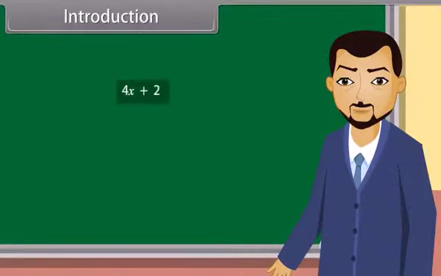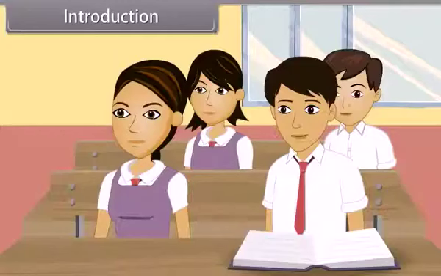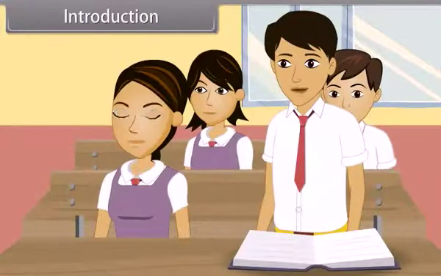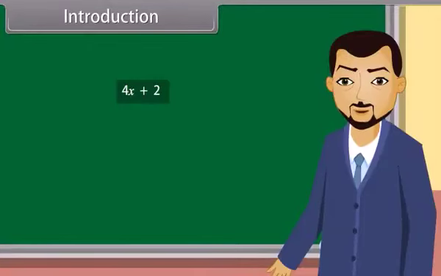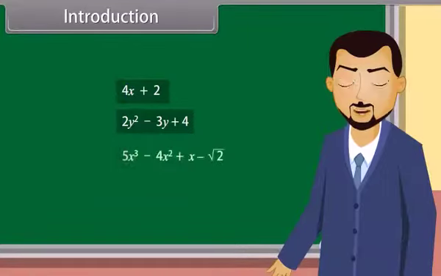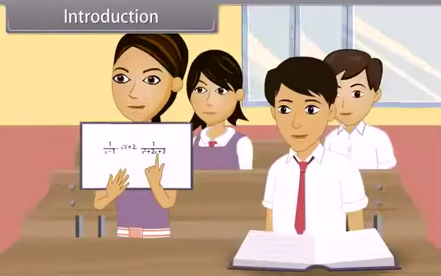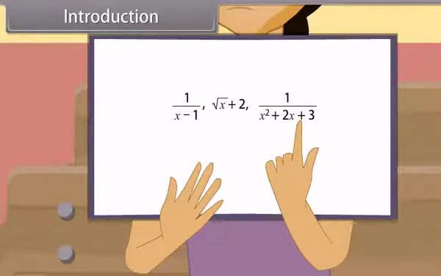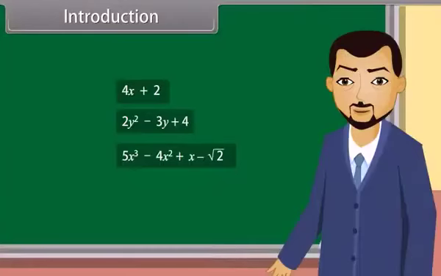Students, look at this polynomial. What can you say about this? This is a polynomial in the variable x of degree. You're right. Similarly, 2y square minus 3y plus 4 is a polynomial in the variable y of degree 2. And 5x cube minus 4x square plus x minus square root 2 is a polynomial in the variable x of degree 3. Teacher, is this expression a polynomial? No, none of these expressions is a polynomial. Today we will learn about polynomials in detail.